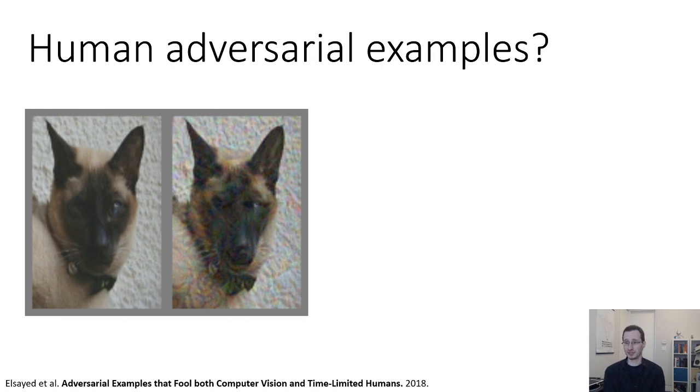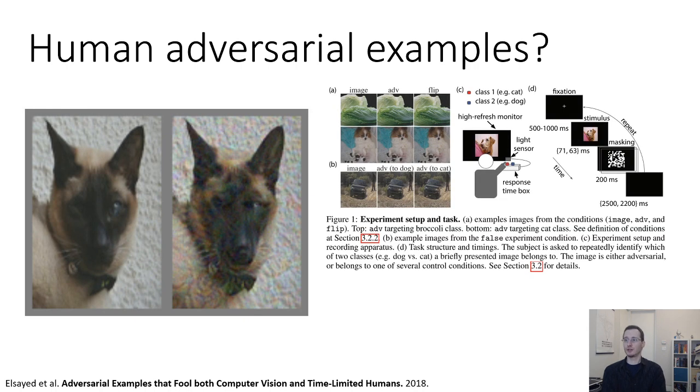If you're a person looking at this, you're going to see a dog. What's the true class? How do we measure that? We don't know. So maybe it's an adversarial example. Maybe it's really changing the class of the picture. The actual experiments, which are a little bit more verifiable, had to do with time-limited humans.